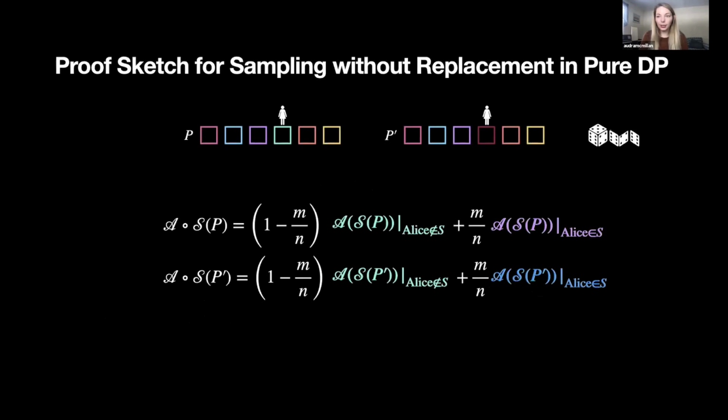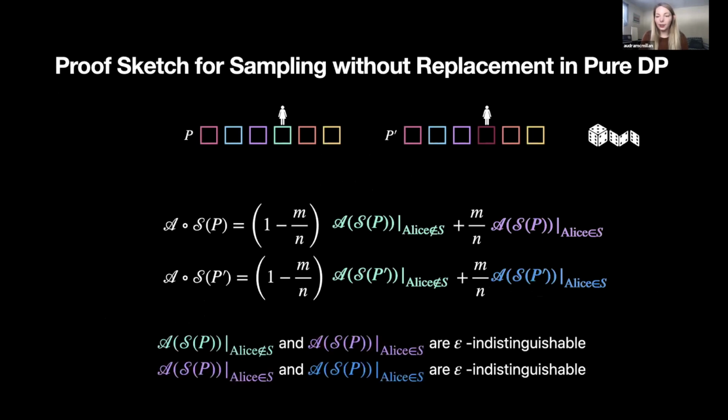Okay, so returning to our proof sketch. Now these two mixtures look like the mixtures I just had in my lemma. And I need to establish these indistinguishability relationships. I'm not going to establish them formally, but let's talk about intuitively why they're true.